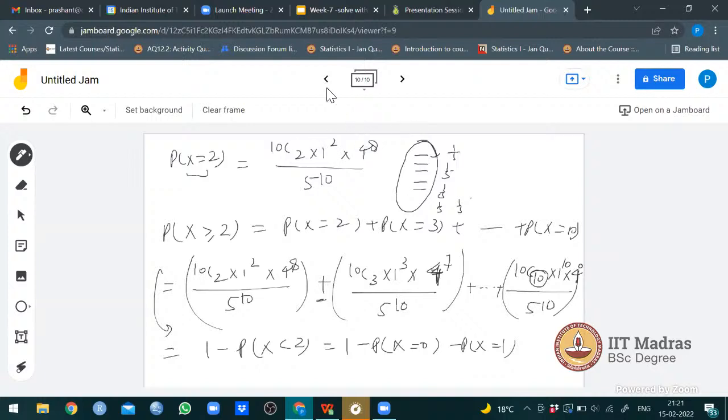Is it only for me or everyone? So I think it's for everyone. I think what he's suggesting is if the probability of getting 1 is 1 by 5, then getting 2 is like 1 by 5 into 1 by 5, that is 1 by 25, 0.04, something like that.